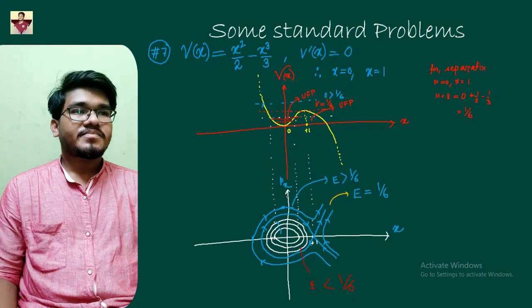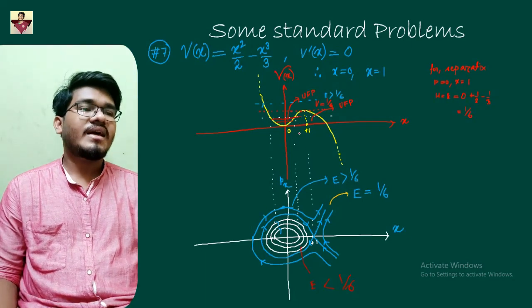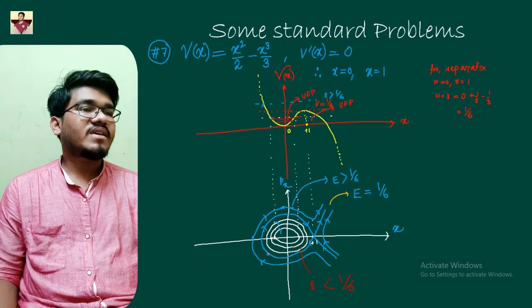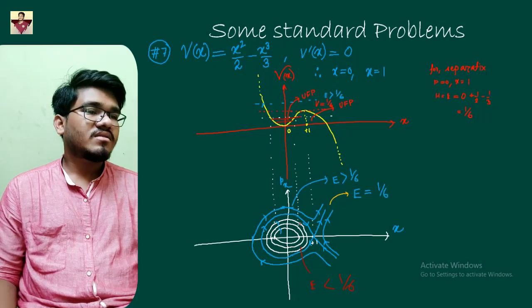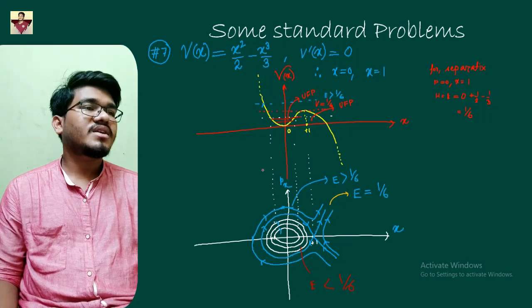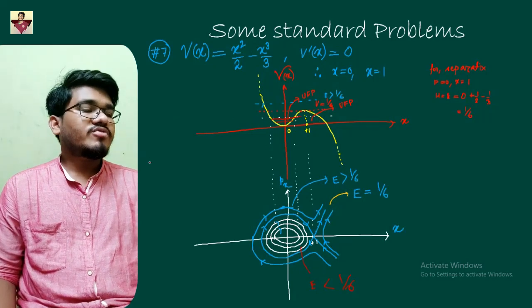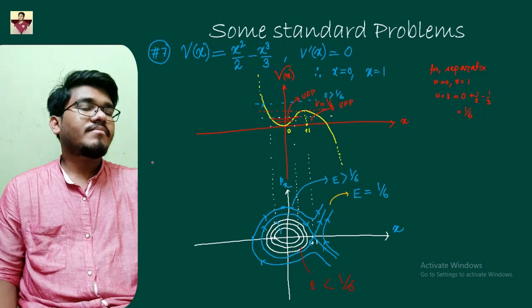So you got it? Whenever there is a stable fixed point, we will have an ellipse. Whenever there is an unstable fixed point, we will have a separatrix as well as a hyperbola. Okay, right. Now moving on to the next problem.